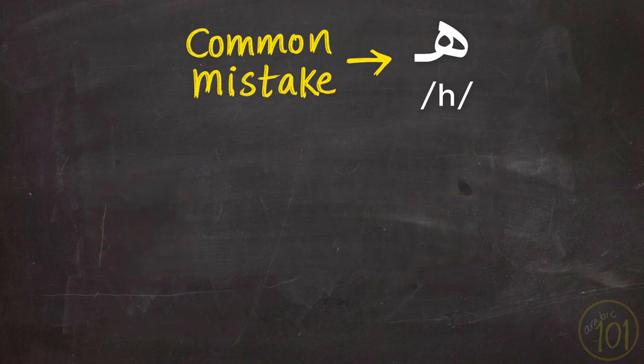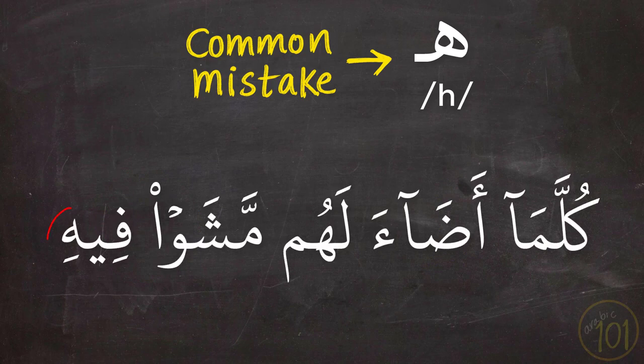Another mistake is when ha comes at the end of a word that you are stopping at, especially after a mad letter. The common mistake would then be not pronouncing the ha clearly enough because of not pushing enough air out to make the sound audible enough. كلما أضاء لهم مشوا فيه. Now this sounds more like fi without the ha. And this is definitely a mistake that should be avoided.